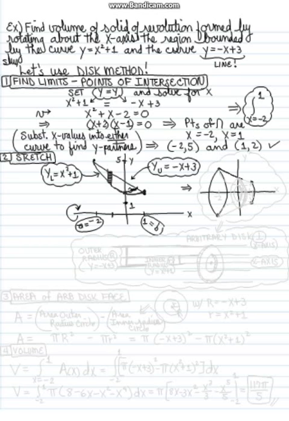Step 2, we're going to sketch the intersection of these two curves. Here's our y-axis and our x-axis. We've drawn the line y equals negative x plus 3, and the parabola shifted 1 unit up, y equals x squared plus 1. We've drawn their points of intersection at negative 2, 5 and 1, 2. We've noted on the x-axis that the lower limit of integration is a equals negative 2 and the upper limit is b equals 1. The little curly arrow indicates that the axis of rotation is the x-axis.